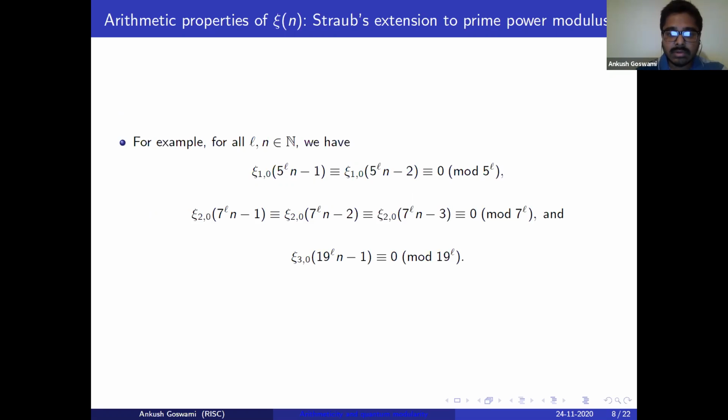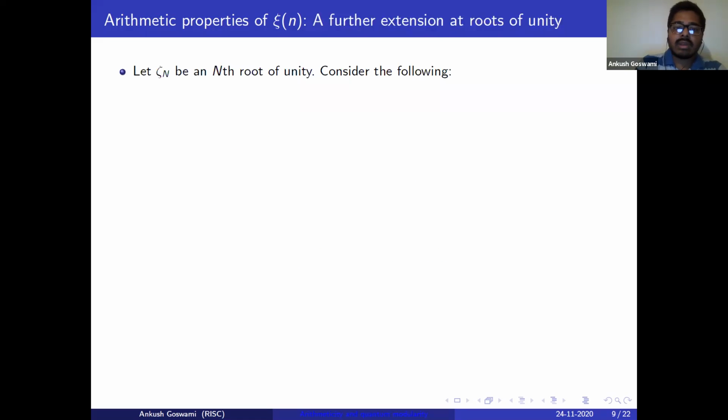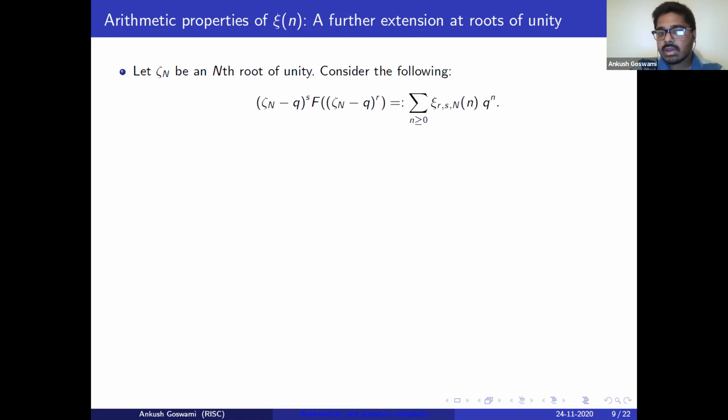Okay, so in a recent work, what I did was I extended all of these results to any root of unity. To state my result, let zeta of n be an nth root of unity, and then you consider this function, zeta of n minus q to the power of s, f of zeta of n minus q to the power of r. You write the q-series expansion of this function with the coefficients being xi with subscripts r, s, capital N of n.